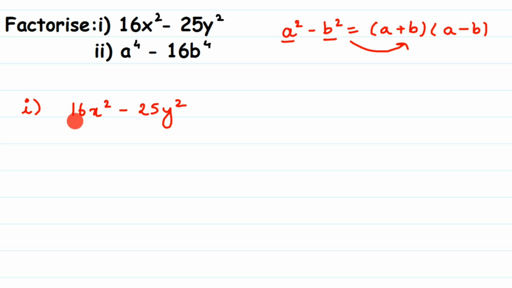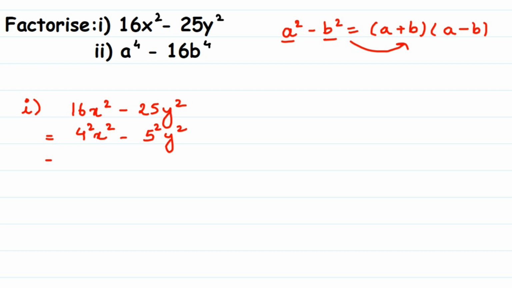16 doesn't have any square, right? But we know that 16 is a square of 4. We'll write this as something square. Here we have 16x square. So this 16, we're going to write it as 4 square into x square. I want everything in a square here. Similarly, 25 is the square of 5, so 5 square into y square.